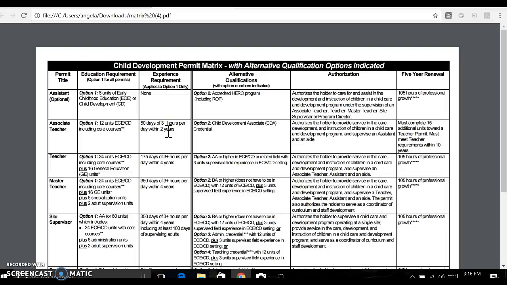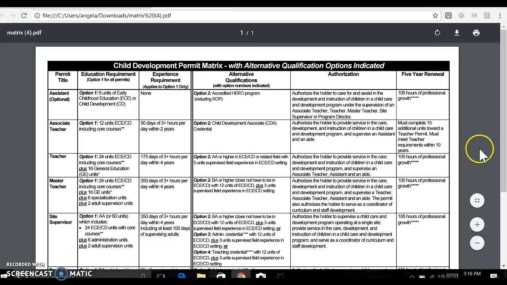Once you have that level complete, our next level up is the teacher level. You need 24 units of child development. You have to have the core classes, but the next set of 12 units can be anything from the child development department. Plus, you need 16 general ed units.